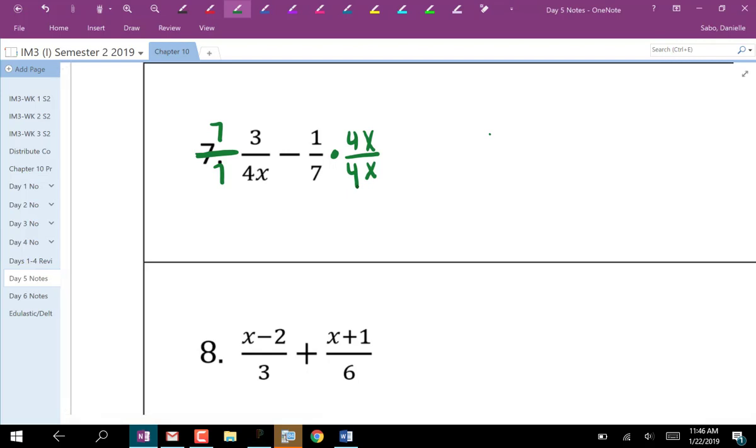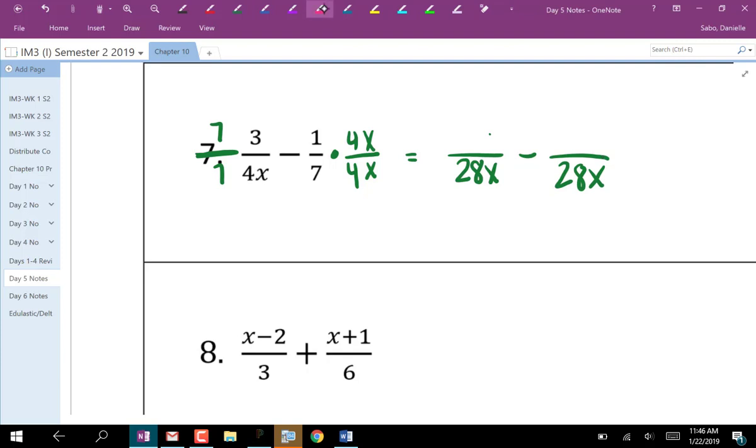Do you have questions on that? All right. Now, I know that because my LCD is 28x, they're both going to be over 28x. I know that for sure. Or, if you do it, 7 times 4 is 28. 7 times 4 is 28. That's how we get that.